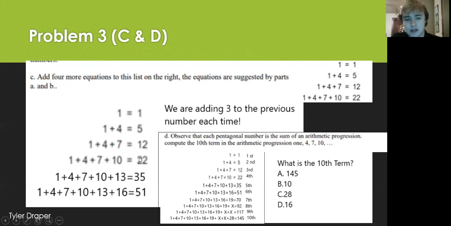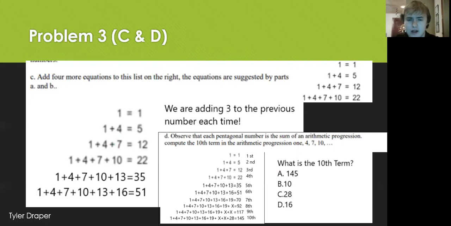So let's take a look here. These are the 4 that we are given, and we're going to add 2 more. So 10 plus 3 equals, that's right, it equals 13. Then, of course, we add all of our totals together. We get 35. And then after we have 13, 13 plus 3 equals 16, correct? And that equals 51. That was pretty simple. Just a pattern. We see that we're adding 3 each time to our last number.